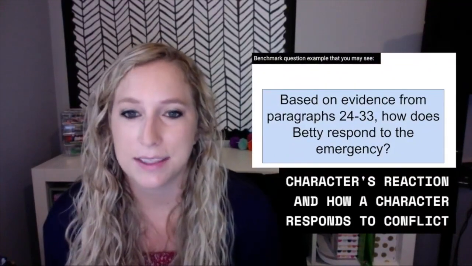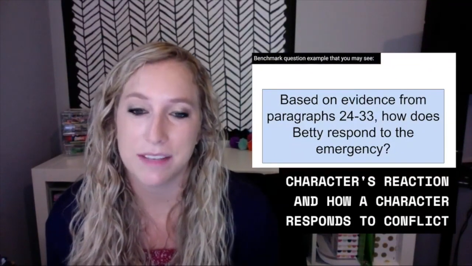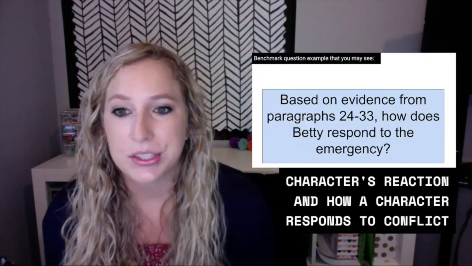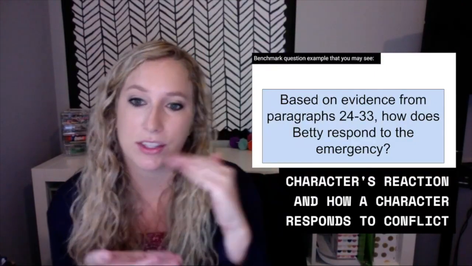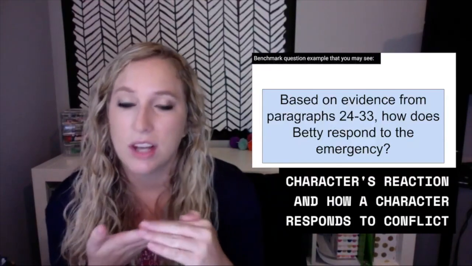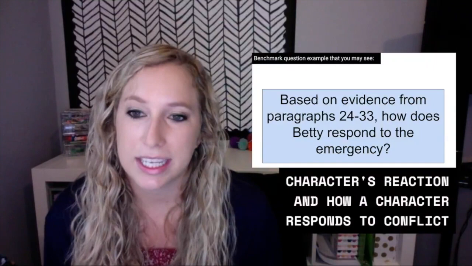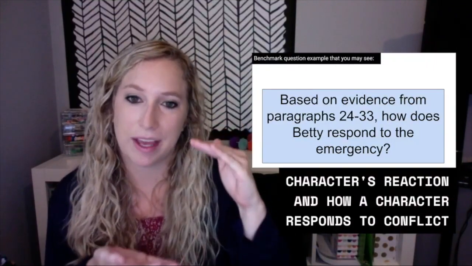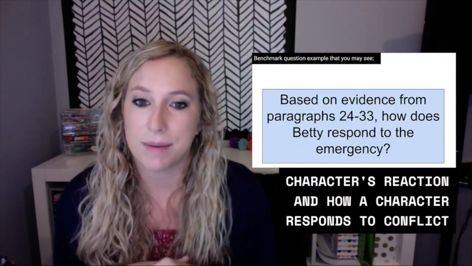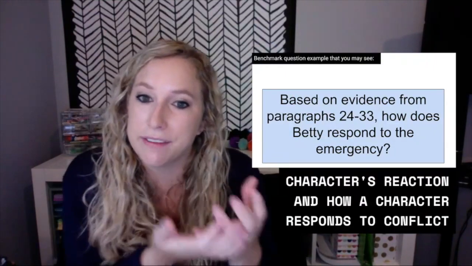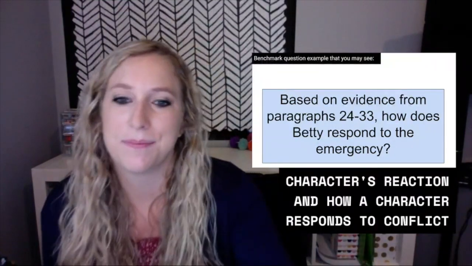The next one is, based on evidence from paragraphs 24 through 33, how does Betty respond to the emergency? Once again, the question is asking you to go back to a specific part of the text. It's really easy to zoom in on that, which we should, but we should also take into consideration what is around that piece of text. And we need to think about the character's reaction and how a character responds to that event or that conflict.